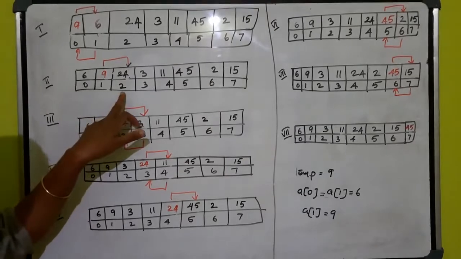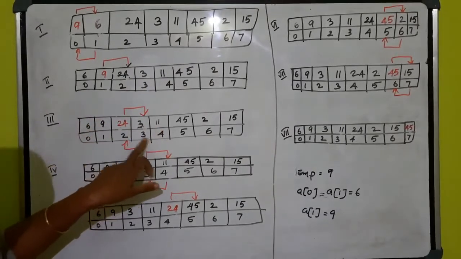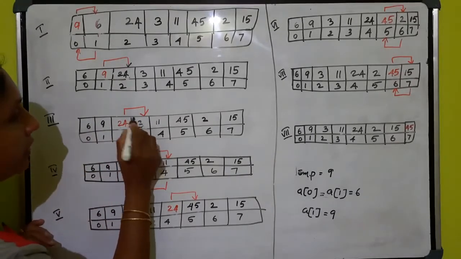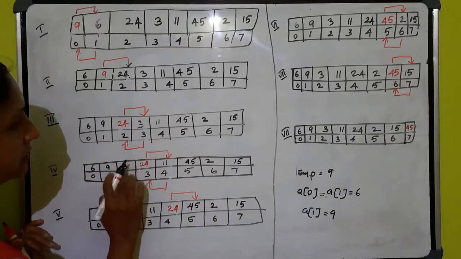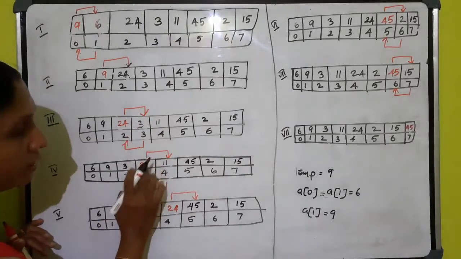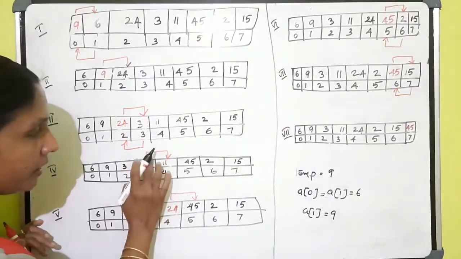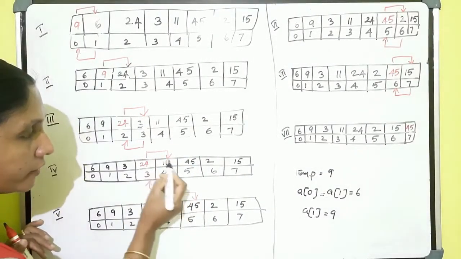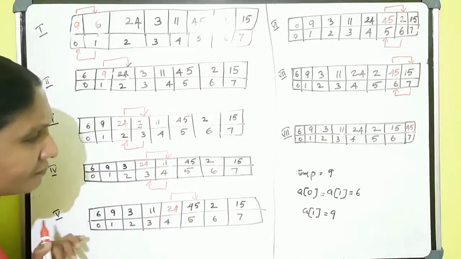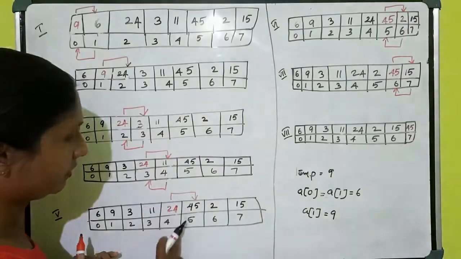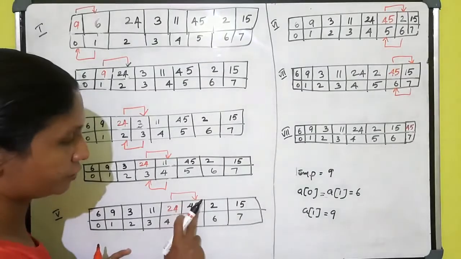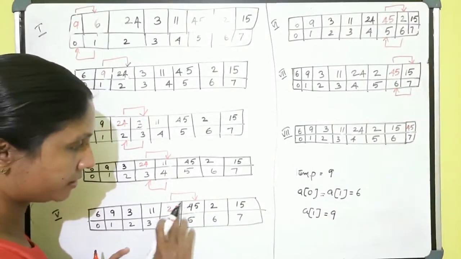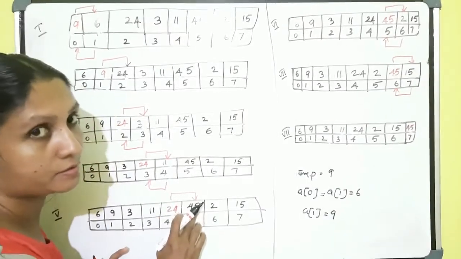The next step we will compare this 2 with the 3, 24 with the 3. Then again it will be interchanged. 3 will come here and 24 will go. Next time we will compare positions 3 and 4, these elements. Then again 11 will come here and 24 will go here. Understood? The next step we will compare positions 4 and 5. See, 24 and 45. At that time no need to interchange these values because 24 is lesser than 45.